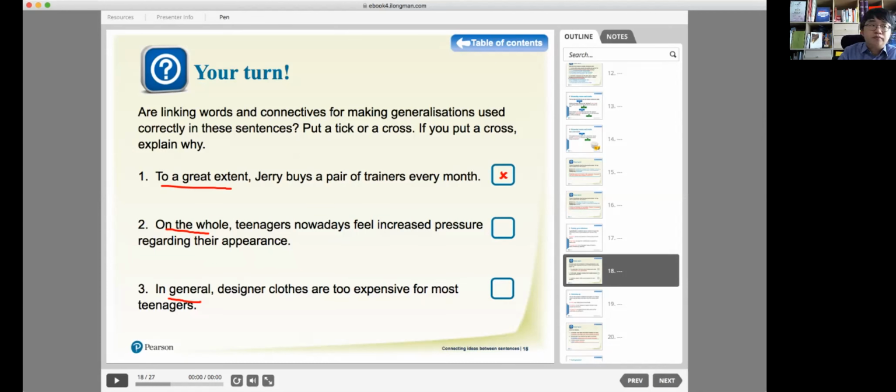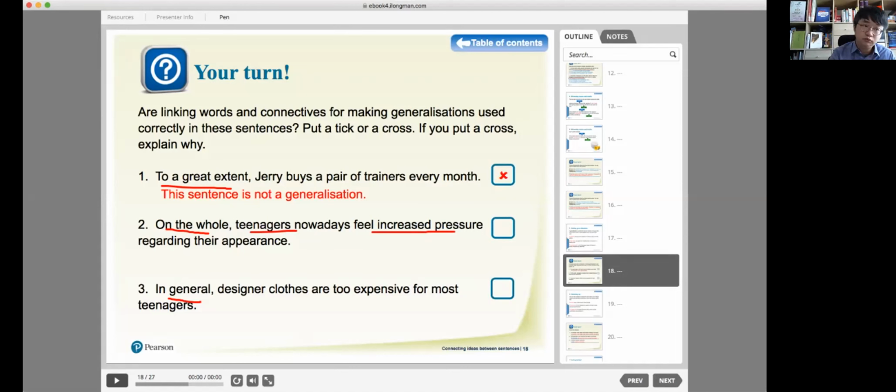Second sentence. This sentence is not a generalization. I just mentioned the second one: on the whole, teenagers nowadays feel increased pressure regarding their appearance. Teenagers feel increased pressure. Maybe not all of them, some of them. So this is a generalization.